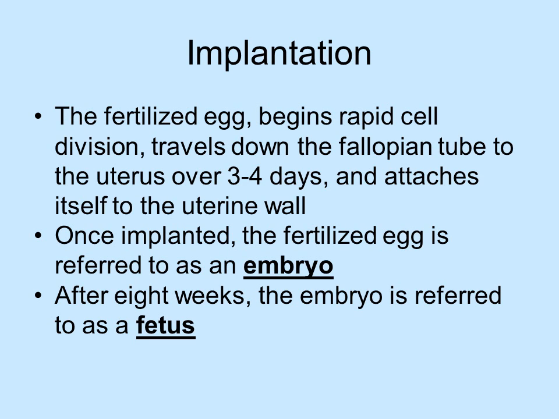once fertilization takes effect, the fertilized egg begins rapid cell division. It travels down the fallopian tube to the uterus over the next 3 to 4 days and attaches itself to the uterine wall. That's called implantation. So once it's implanted, the fertilized egg is then referred to as an embryo. It's referred to as an embryo for 8 weeks, after which it is then referred to as a fetus.